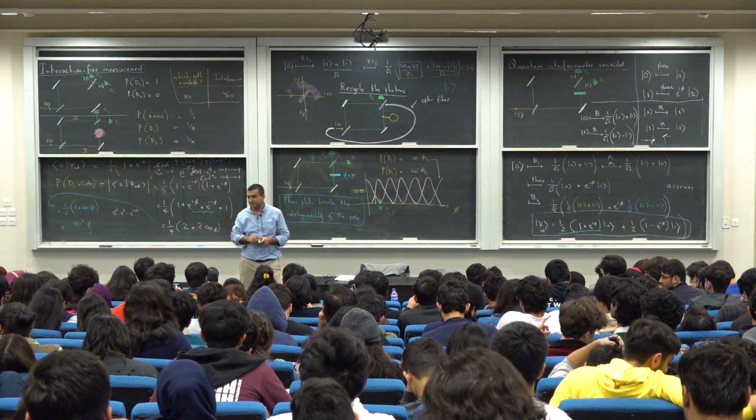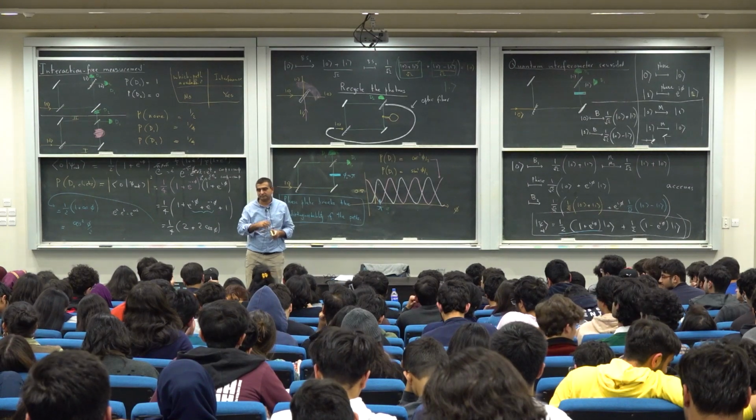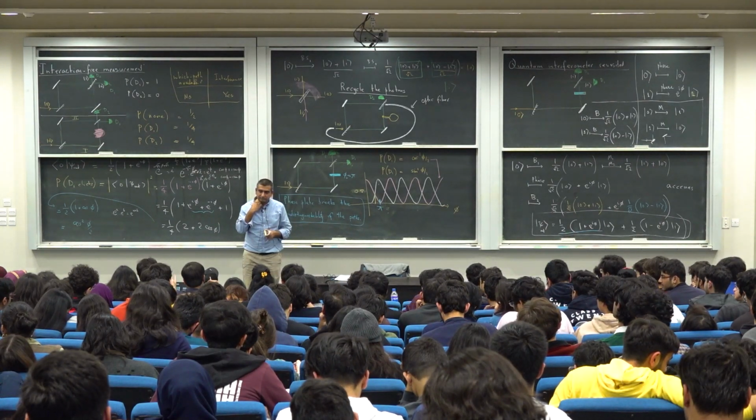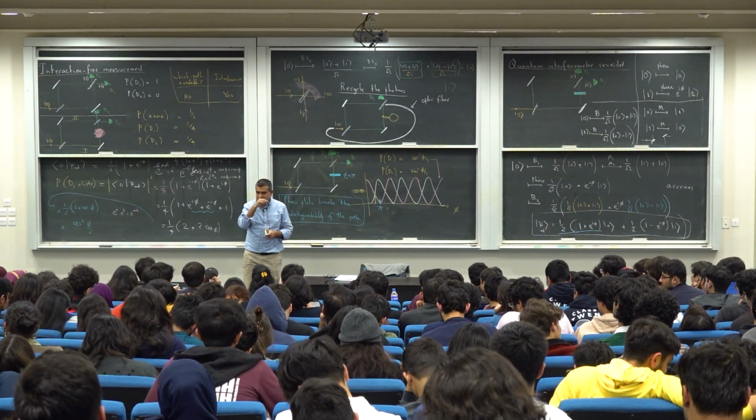Yes, please. Sir, in which path we have only two options. It can be path 0 or path 1. How can we have partial information when there are only two options?